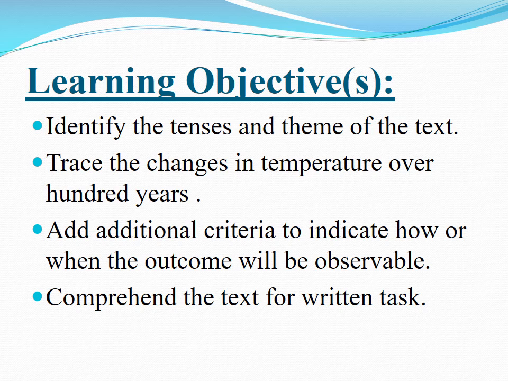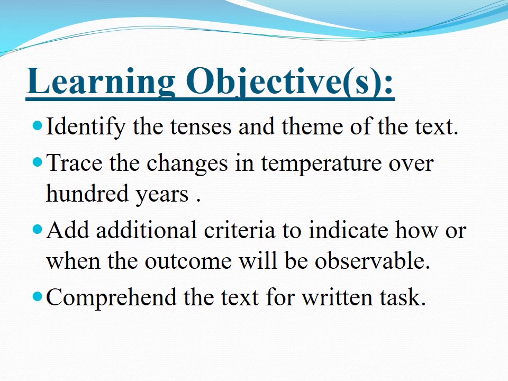Learning objectives. So the objectives of this topic are: identify the tenses and theme of the text, trace the changes in temperature over 100 years, add additional criteria to indicate how or when the outcome will be observable. Lastly, comprehend the text for written task. I will just elaborate these objectives in a short way.